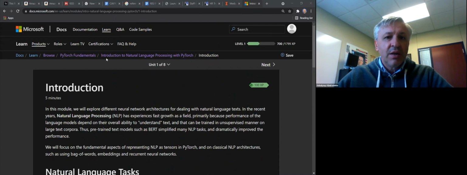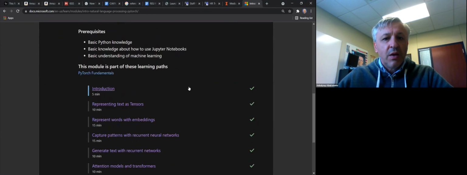As a reminder, again, this notebook is part of Microsoft's PyTorch Fundamentals series, and it is the Intro to Natural Language Processing notebook.